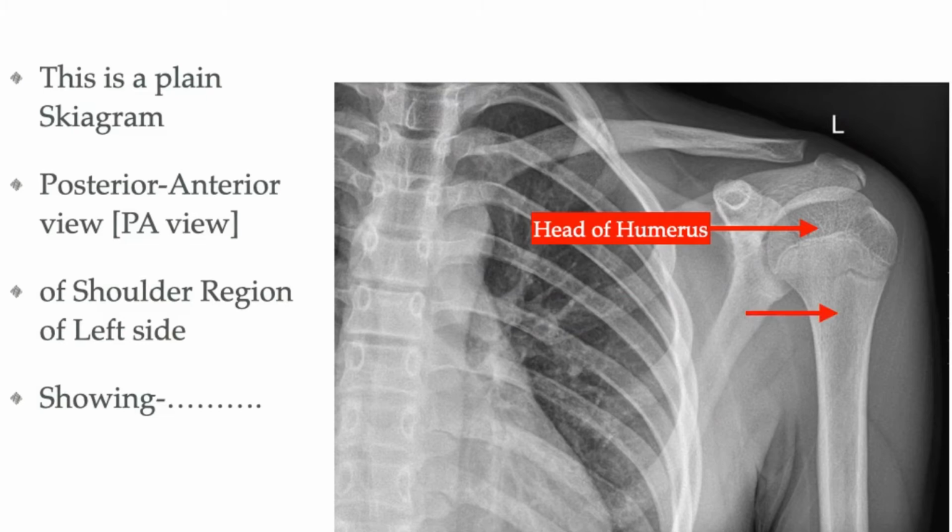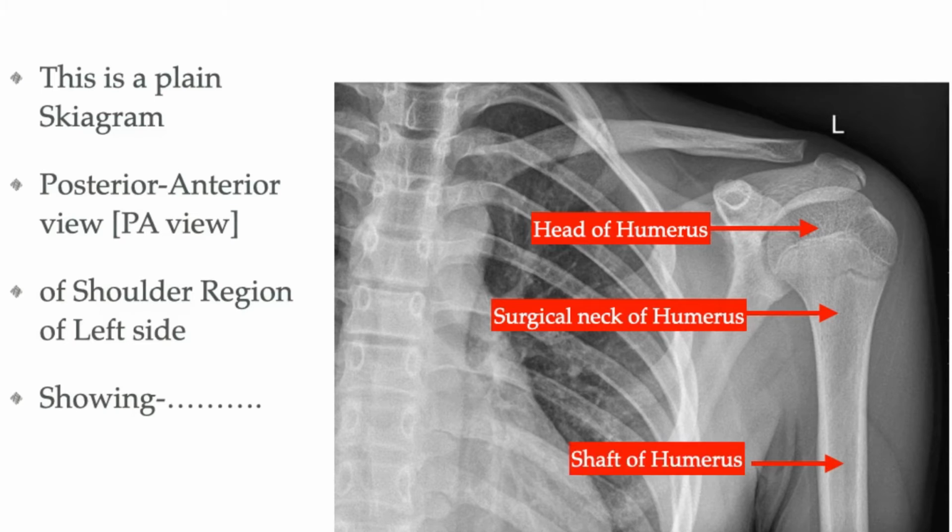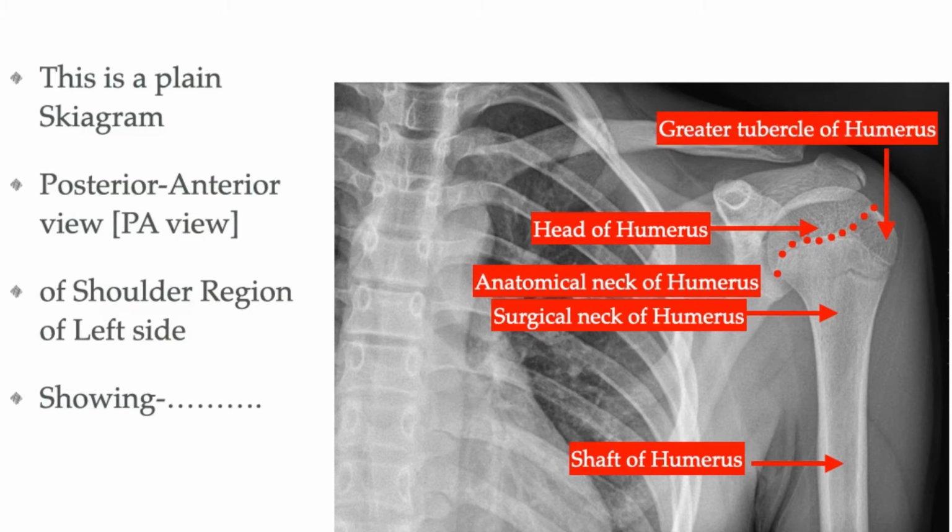This is the surgical neck of the humerus. This is the shaft of the humerus. Now let us trace the anatomical neck of the humerus. So this is the anatomical neck of the humerus. This is the greater tubercle of the humerus.